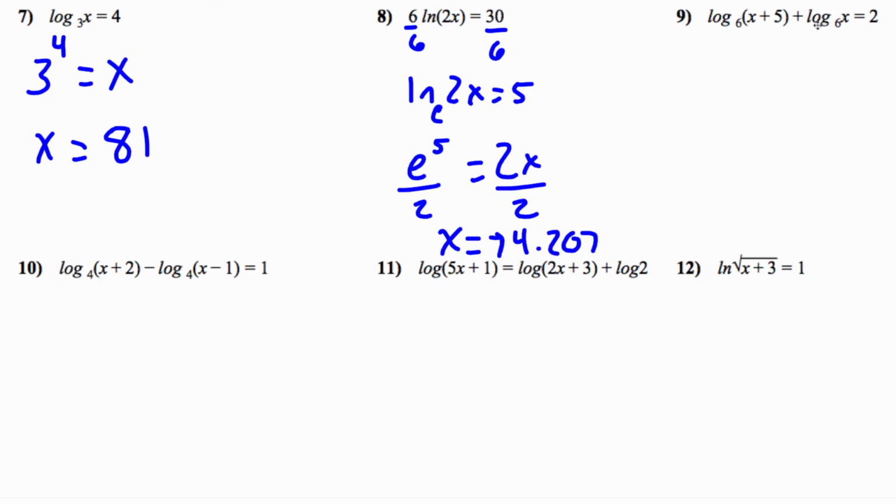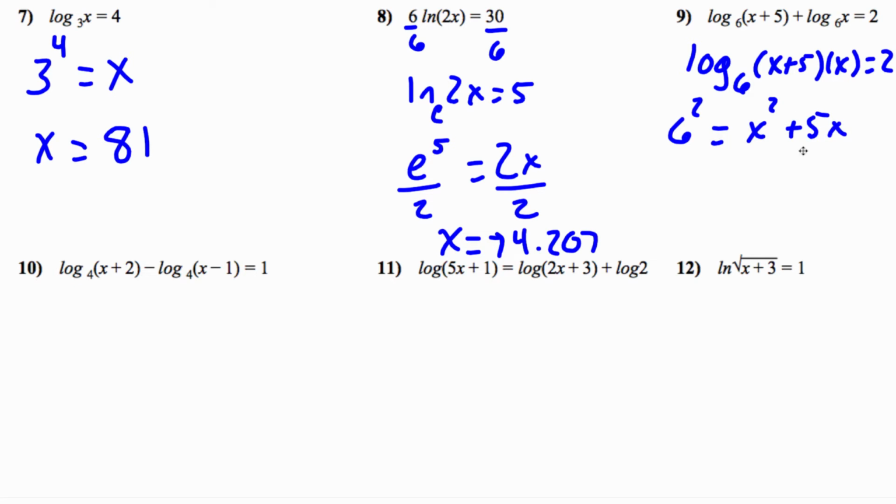On number 9, we've got two logarithms happening on the left-hand side. So before we can start solving, we need to condense those things down. Since this is addition, when we condense addition, it turns into multiplication. So this is going to be x plus 5 times x equals 2. And then with this logarithm, we're going to rewrite this in exponential form. So 6 squared equals, I'm going to distribute this x, so x times x is x squared, and x times 5 is 5x. Now 6 squared is just 36, so I'm going to subtract 36 over to the right-hand side.